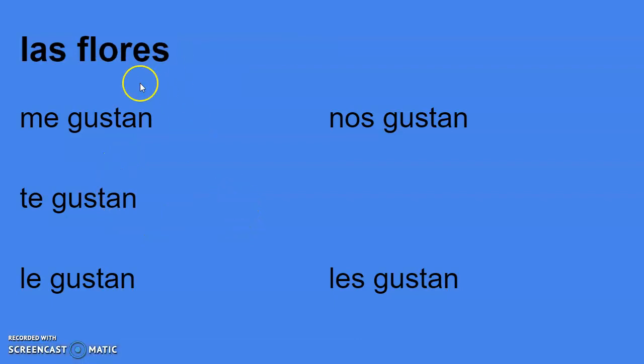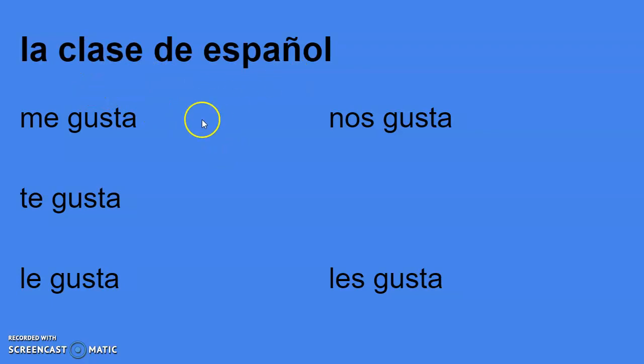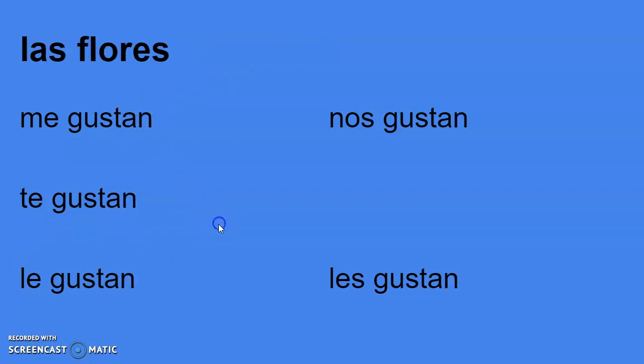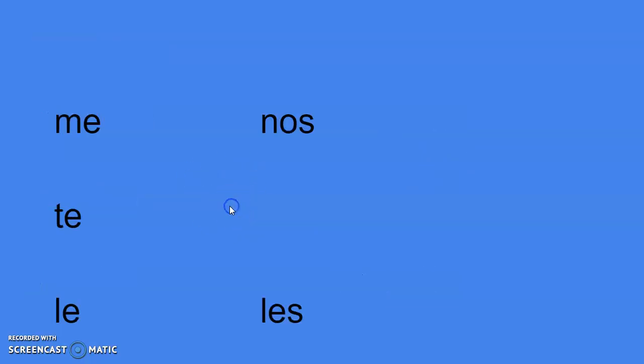Las flores is plural, right? So this one, la clase de español, singular. So I like Spanish, you like Spanish, he likes Spanish. But we're not going to put an N on the end because they're singular. But if we have the N on the end, las flores me gustan, te gustan, le gustan las flores, nos gustan las flores, les gustan las flores. So you guys remember that. This is our review of Spanish 1.